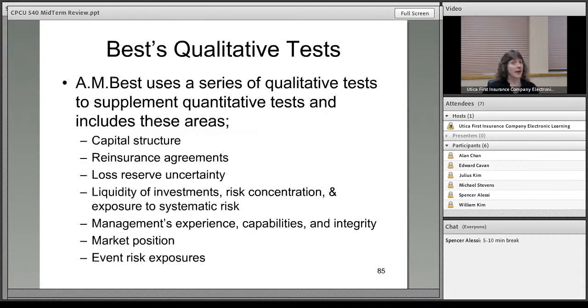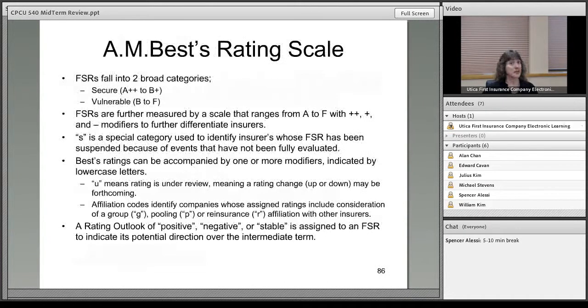Oh yeah, AM Best. AM Best qualitative tests. There are several tests here. And what AM Best tries to do is they try to look at the actual figures and the numbers on the company to try to understand how they stand, how strong they stand. We talked about the different ratings. A++ to B+ is considered secure. A B or below is considered vulnerable.